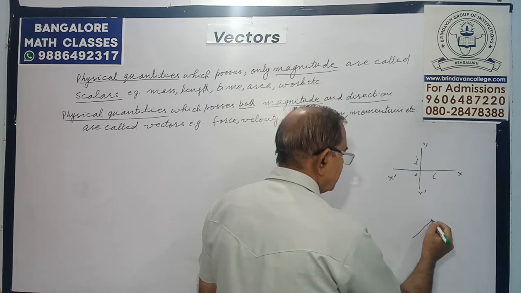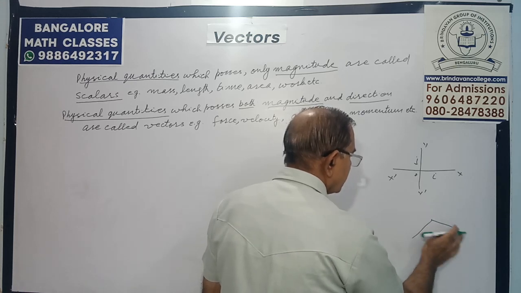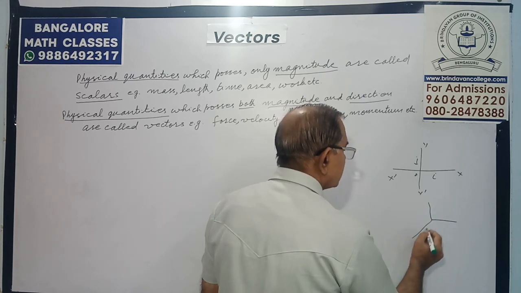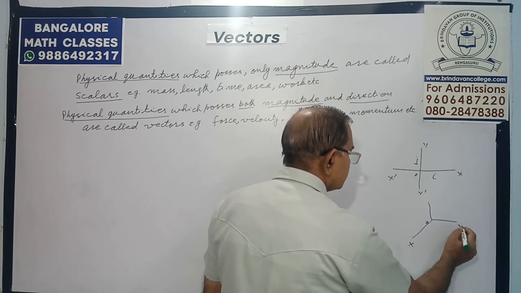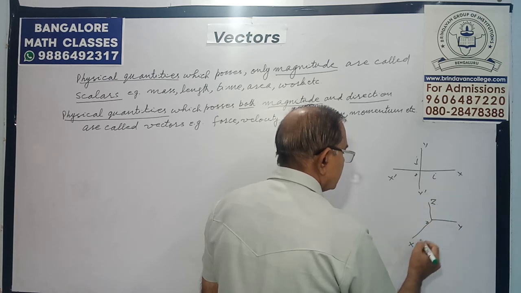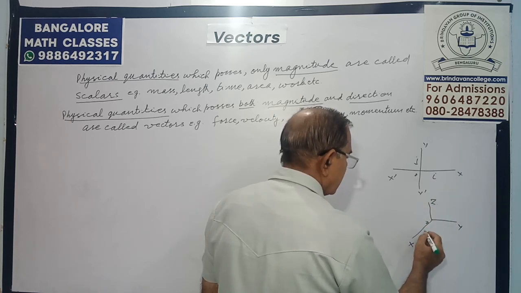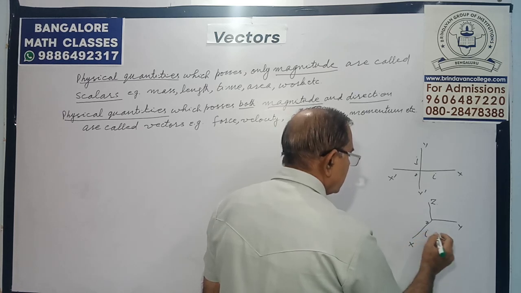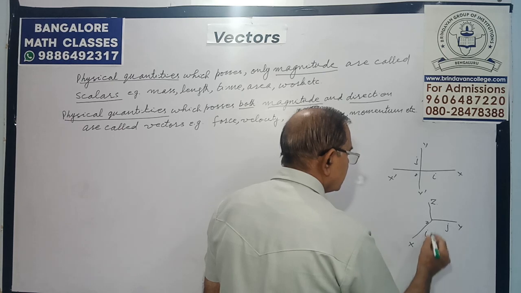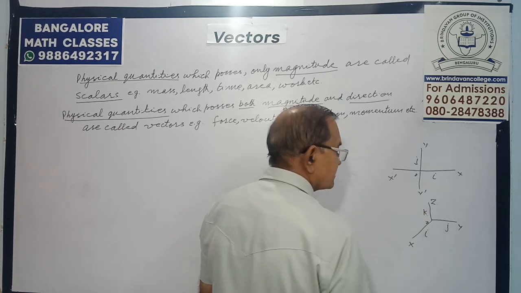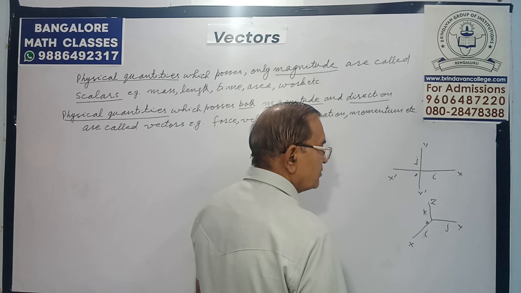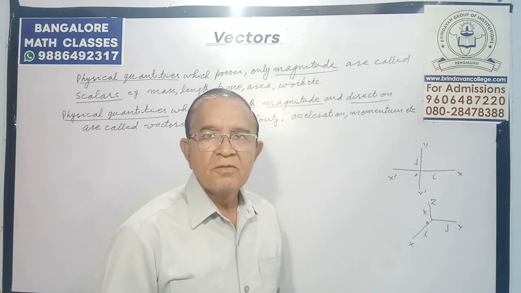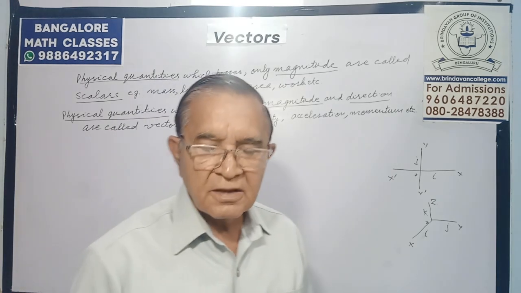And if we have three dimensions, x, y, z, then along x the unit vector is i, along y the unit vector is j, along z the unit vector is k. If we put a cap here, that is also the same thing for the unit vector, but we assume for x, y, z, i, j, k.